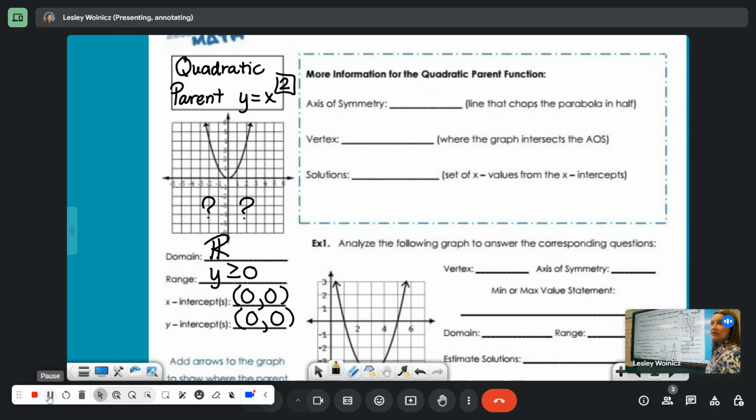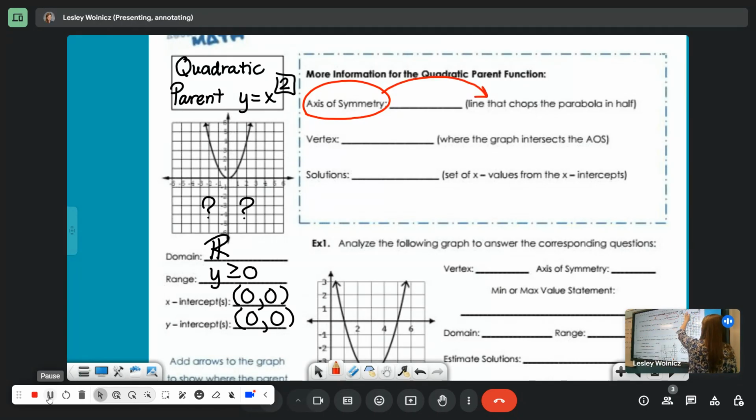We also learned how to do input-output tables. I'm going to show you some graphing tricks to speed you up so that you don't have to use an input-output table, but we'll get to that in the next couple of days. More information about the quadratic parent function. The quadratic parent, in any parabola, really, this goes for all of them, has what we call an axis of symmetry. An axis of symmetry is a line that chops our parabola in half.